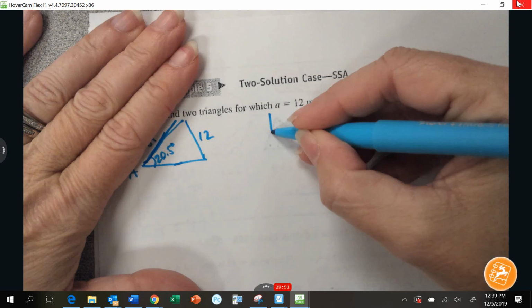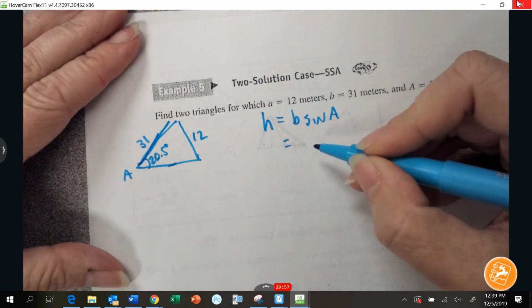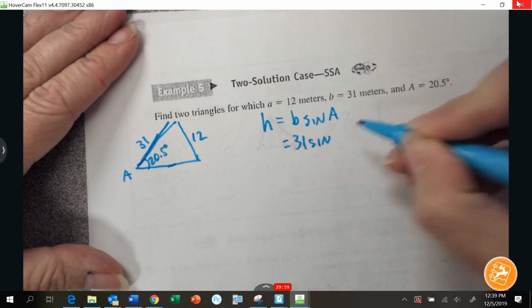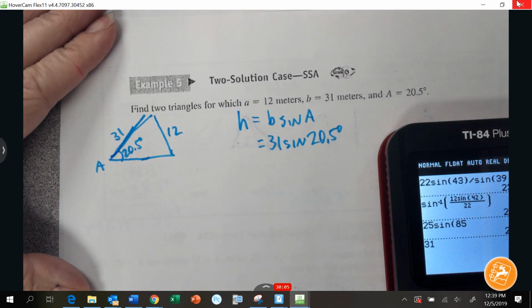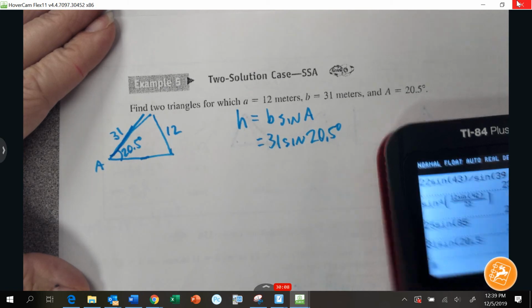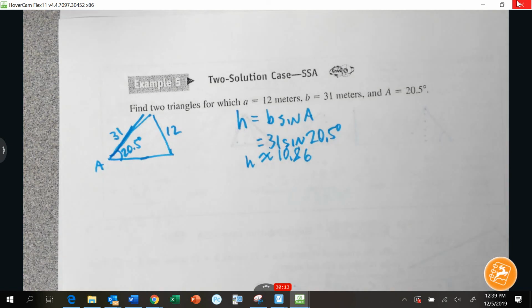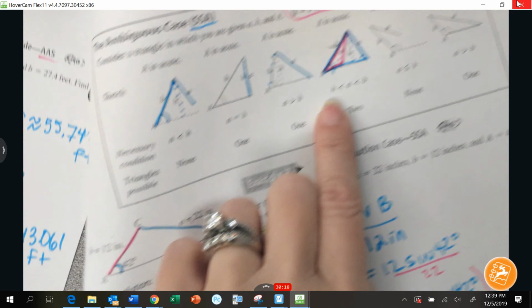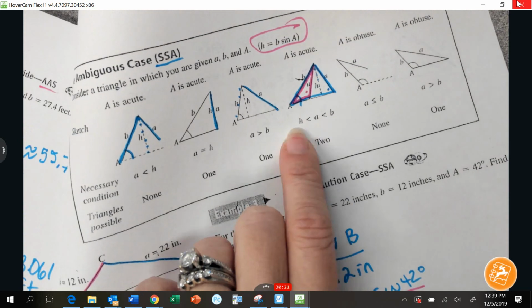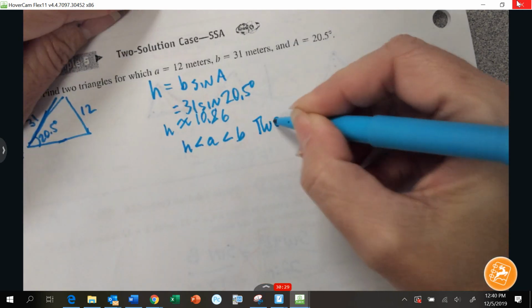So I'm going to do 31 sine 20.5, and I get H is 10.86. So then when I go and look, is H the smallest? Does it go H, then A, then B? Does it go in that order? So that means we have 2. So this is like H, A, B. We're going to have 2 triangles.